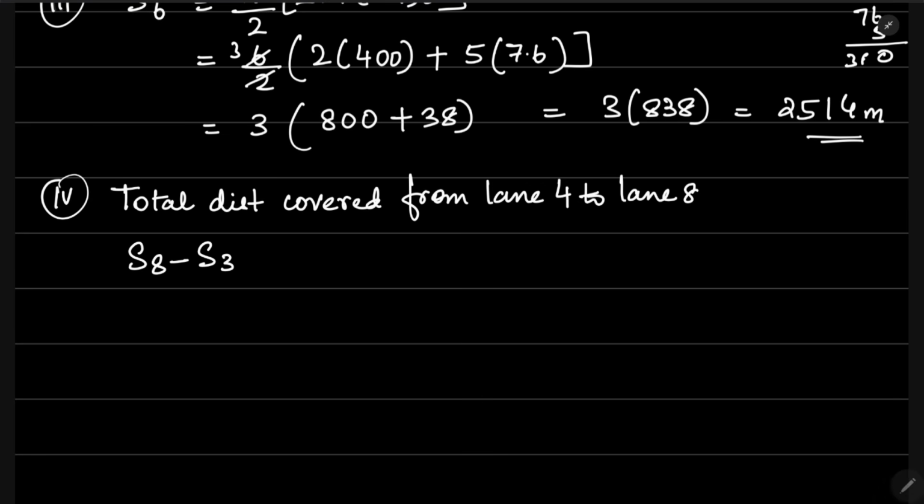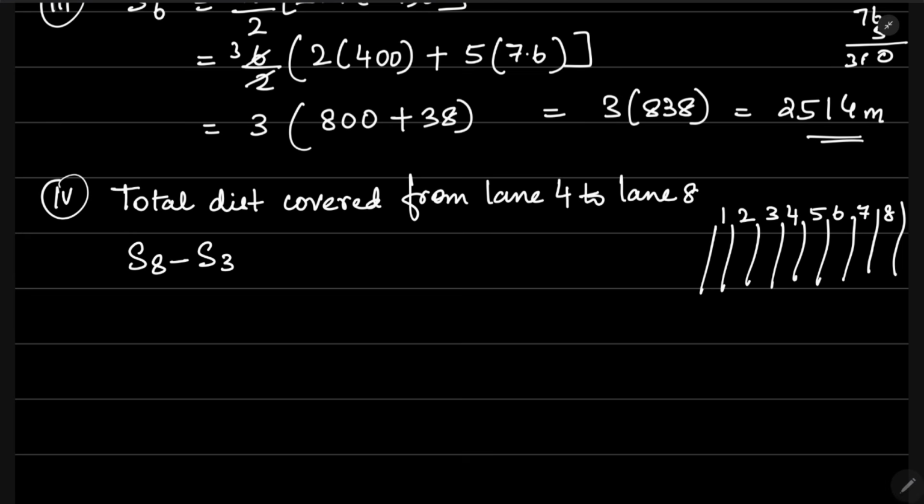So for example, let me tell you. You have 1, 2, 3, 4, 5, 6 and then 7 and 8. You have to find the distance covered from the 4th to 8th. So what will you do? The total is S8 minus the 3 lanes, 1, 2 and 3, minus S3. It will give you the total distance covered from 4 to 8.